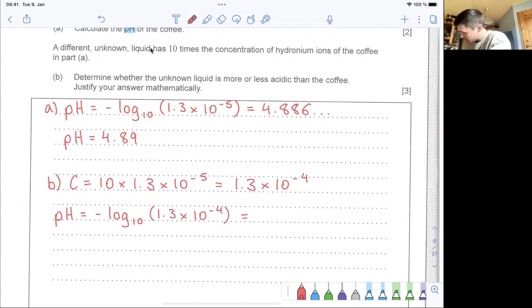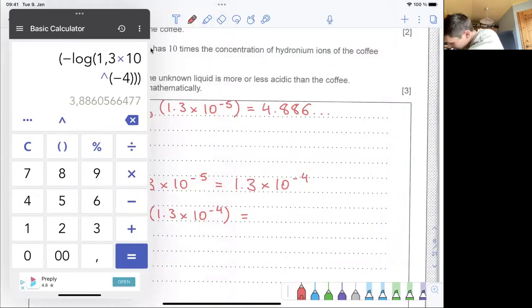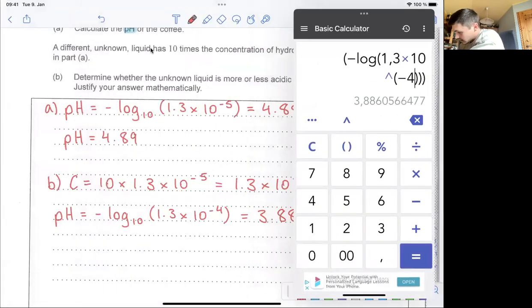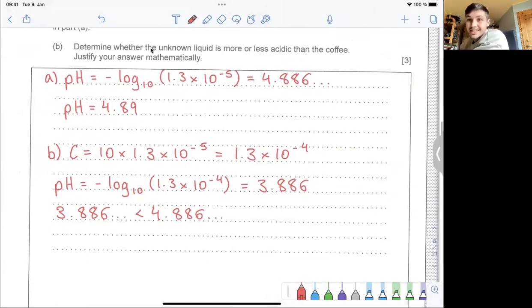Okay, and so let's calculate this. Quite nicely, we've still got that in our calculator, so we'll just change our 5 to a 4, and so that gives us 3.886. Okay, and so then to justify our answer, we can say that 3.886... is less than 4.886... And so we can conclude that our unknown liquid is more acidic.